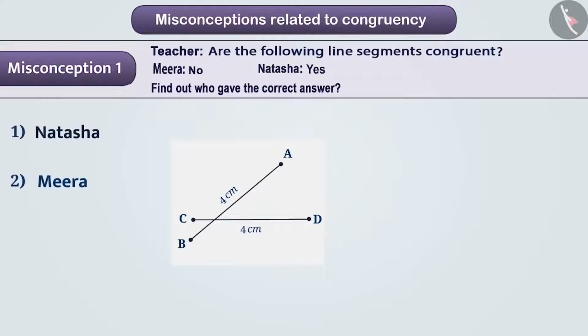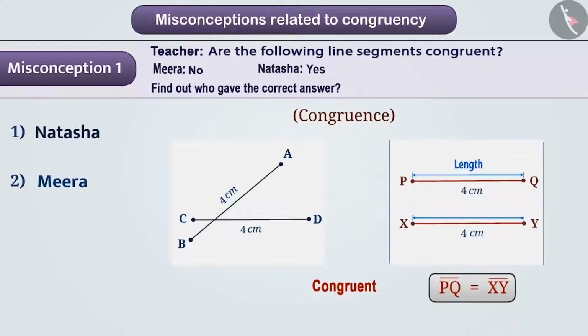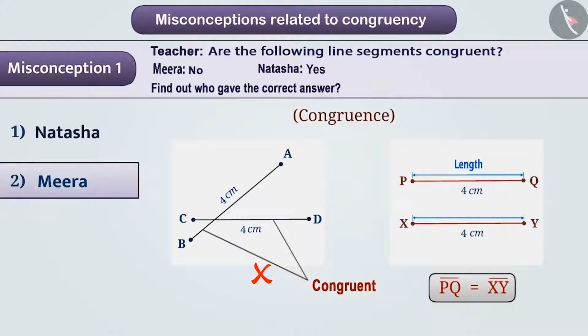When teaching congruency of line segments, parallel line segments are used to show that the line segments are equal. Because of this, children develop the misconception that two line segments are congruent only when their lengths are equal and they are parallel. With this understanding, they think that the given line segments are not congruent. Hence, they consider Meera's answer to be correct and select option 2. But option 2 is an incorrect answer.